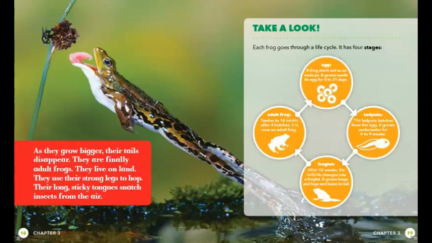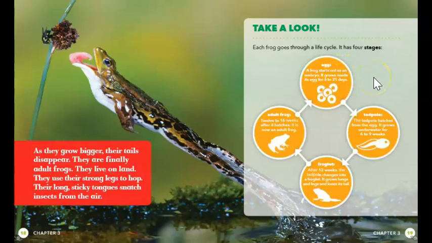They are finally adult frogs. They live on land. They use their strong legs to hop. Their long, sticky tongues snatch insects from the air. Let's take a look at their life cycle. Here are the 4 stages.